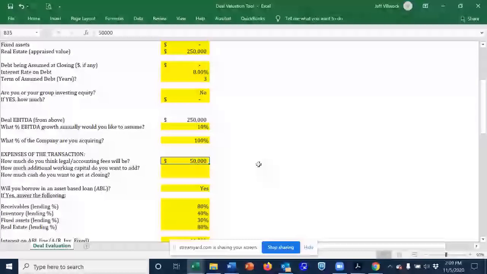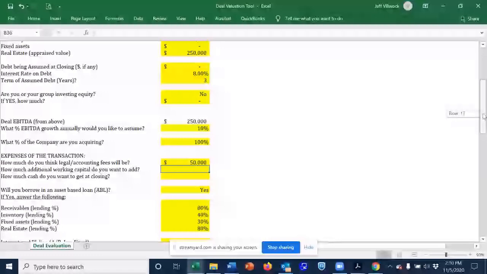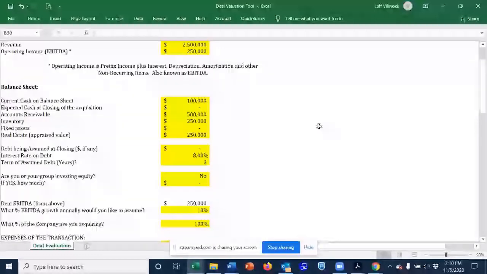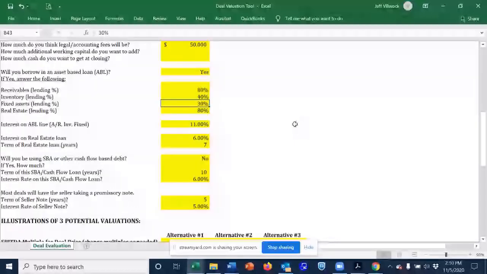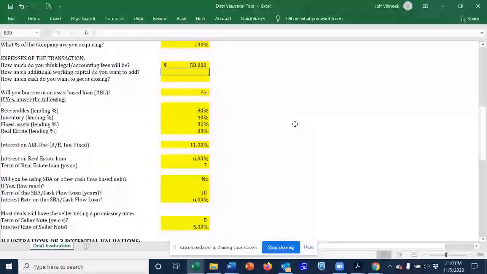Question: how much additional working capital do you want to add to the balance sheet? So what in the world does that mean? Remember, we went up here and there's $100,000 of cash on the balance sheet. But we said the owner is going to take all of that away. So you've got to add more cash to the balance sheet. You can't operate a business with zero cash. So how much cash? Let's assume, just for the purposes of this, that you want to put that $100,000 back. So at closing, you'll have $100,000 in cash in the bank.